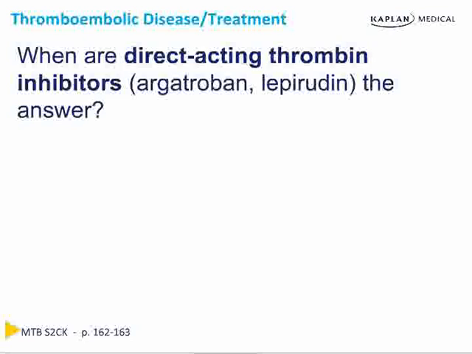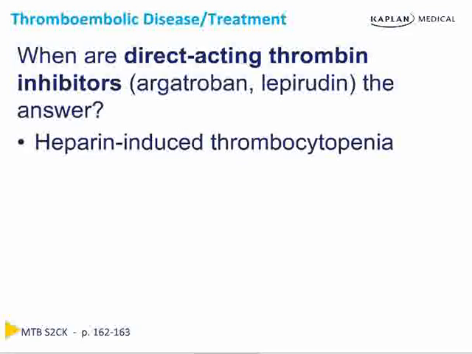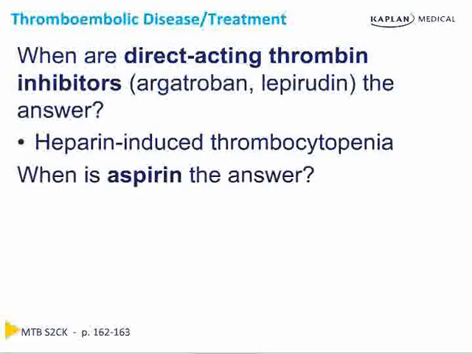Lastly, when are direct-acting thrombin inhibitors the correct answer? These include argatroban or lepirudin. These are the correct answer if the patient has a history of heparin-induced thrombocytopenia, or HIT. And when is aspirin the answer? Never. Remember, aspirin is not sufficient to treat a DVT or PE. You need full anticoagulation with either heparin, warfarin, or a direct-acting thrombin inhibitor.